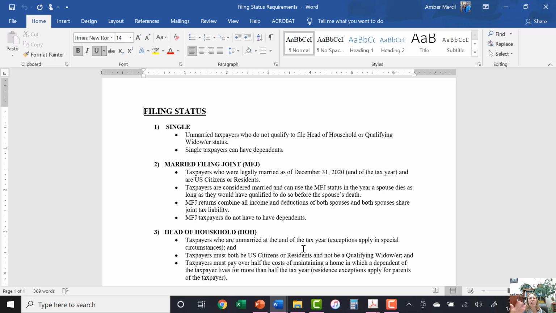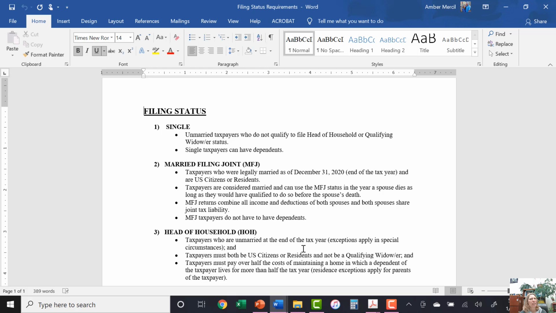Single. Unmarried taxpayers who do not qualify to file for head of household or qualifying widow or widower status. Basically, they don't have any dependents. So single people, a lot of students are single people. Single taxpayers can have dependents, but they might not qualify to use head of household or qualifying widow or widower status.